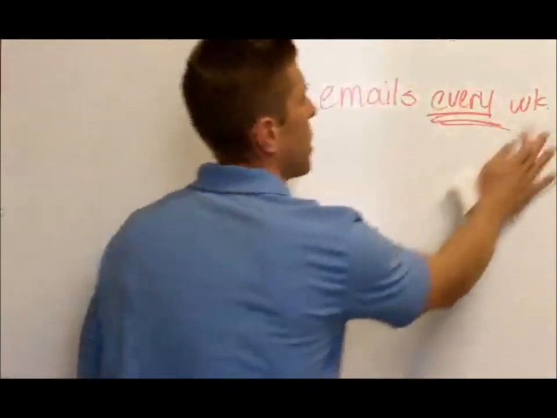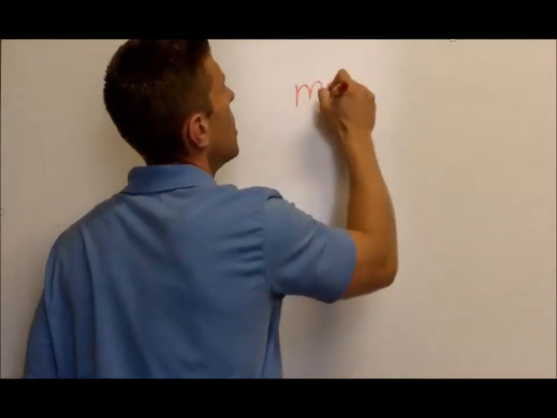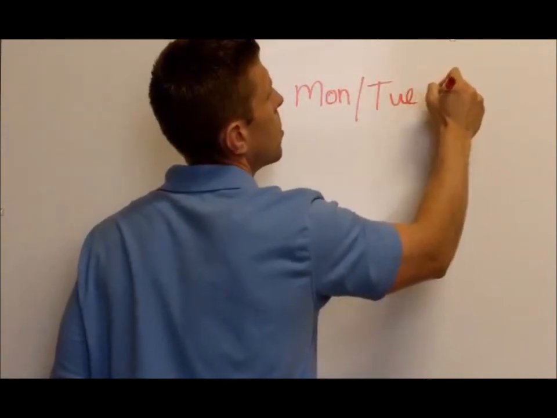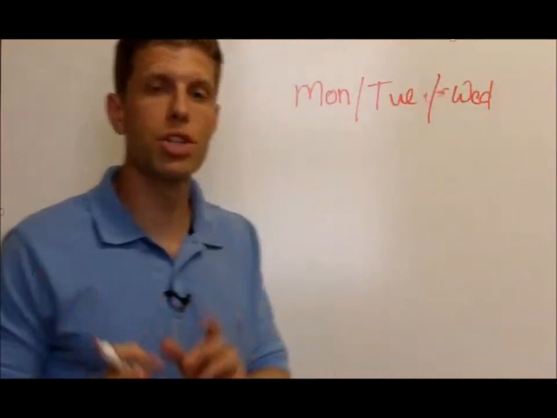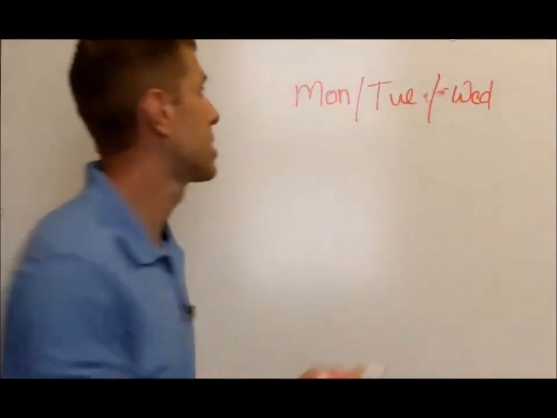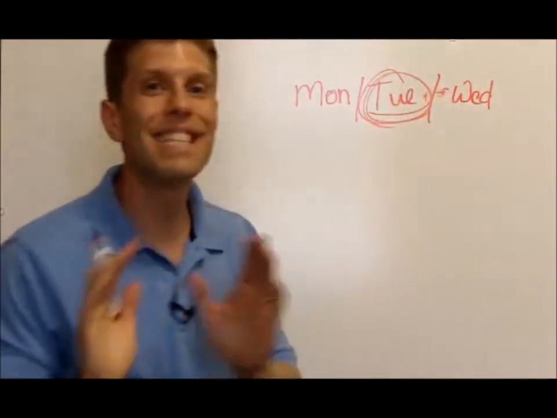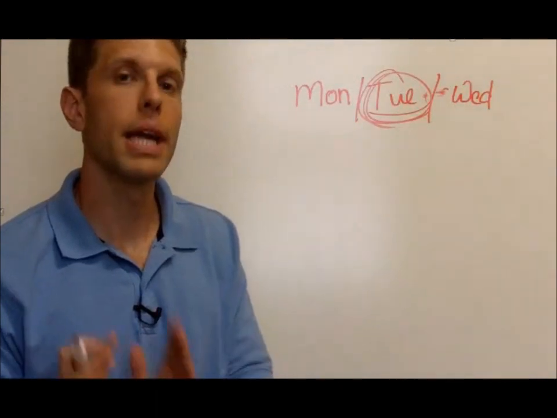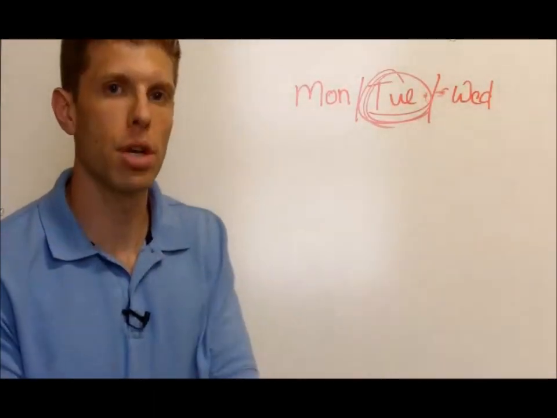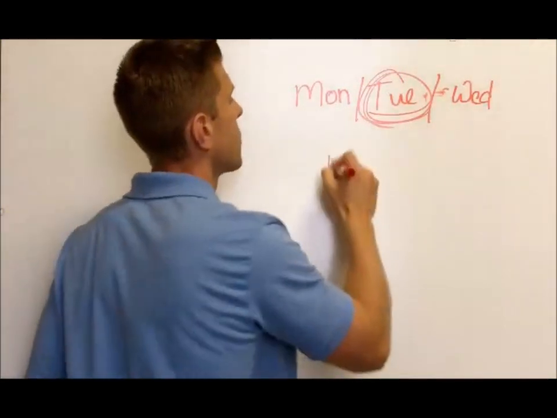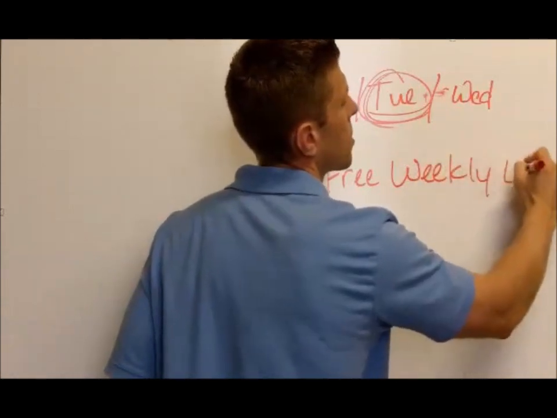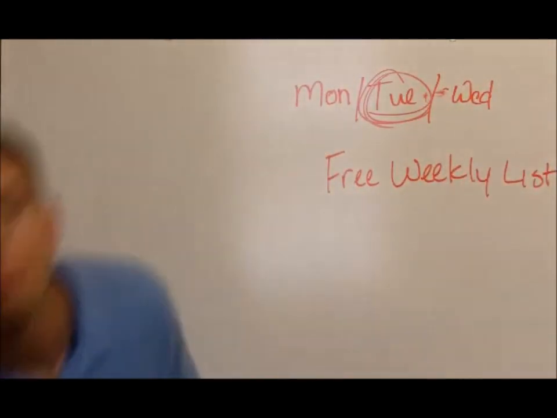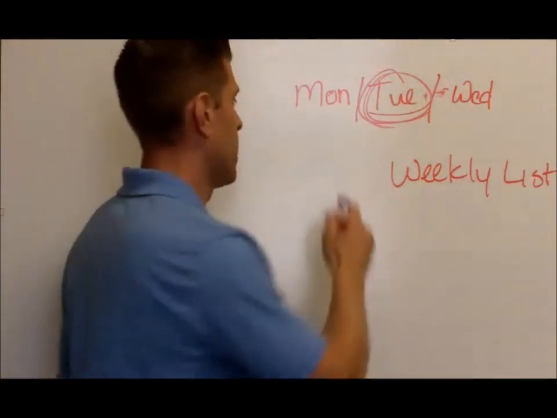So, what type of emails are we going to send? Well, the first one we're going to send either on Monday, Tuesday, or Wednesday. Okay? Now, whichever day you decide to do this first email, make it consistent. So if you choose to send it on Tuesday, send it every single Tuesday. Condition your list to expect your communications. What are we sending? An updated weekly list.